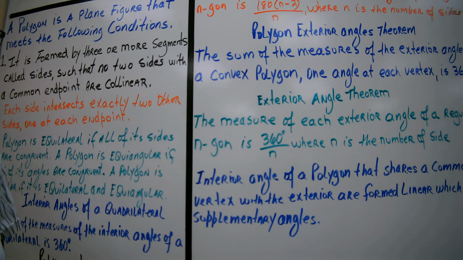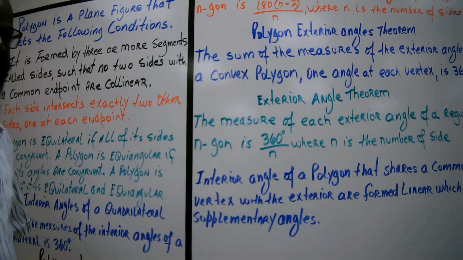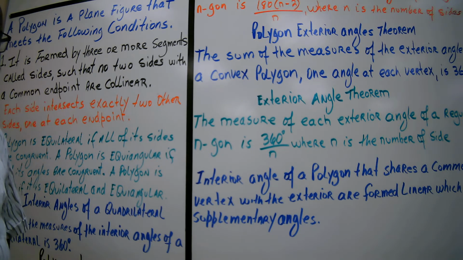Remember that a polygon is equilateral if all sides are congruent. A polygon is equiangular if all angles are congruent. A regular polygon is defined as equilateral and equiangular, meaning that a regular polygon has to have equal sides and equal angles: congruent sides and congruent angles.